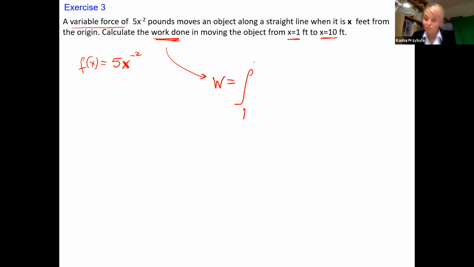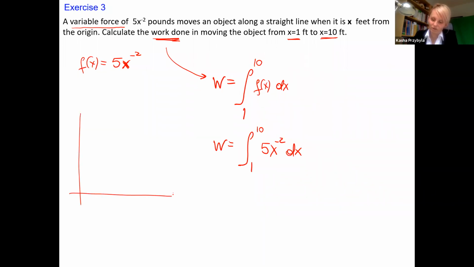Just integrate from 1 to 10, because we will be moving from 1 to 10, f of x dx. That's it. From 1 to 10, 5x to the negative 2 dx. Just like that. And I was thinking to draw it for you. That's the force. This is x, and this is the function 5 over x squared. That means it's just the hyperbola. And from 1 to 10.